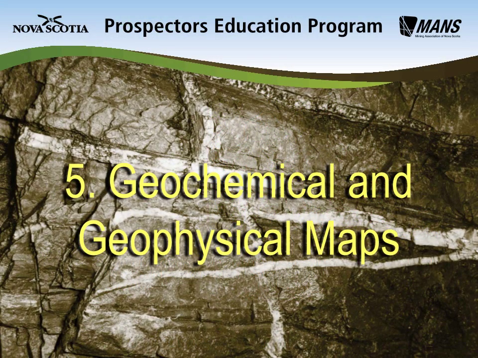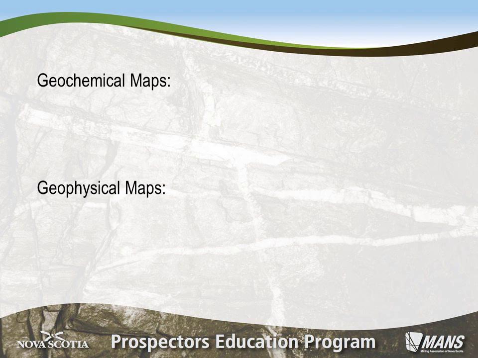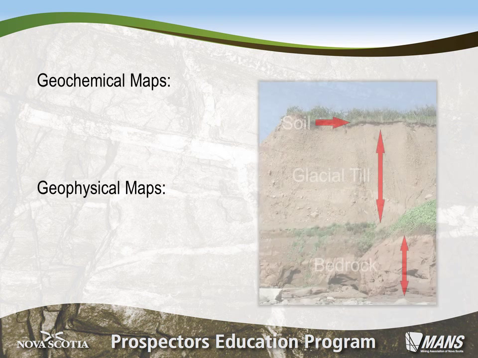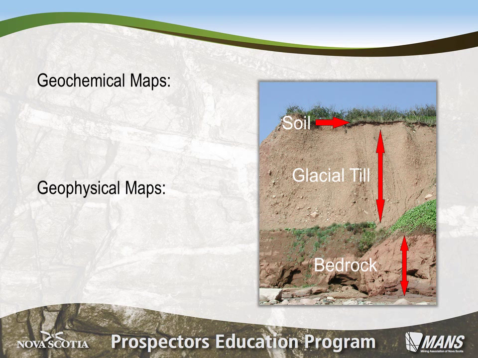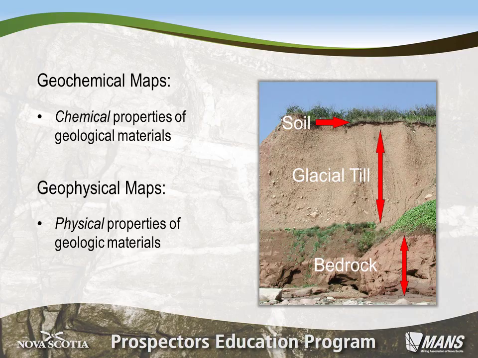You might come across some geochemical or geophysical maps at some point, so this section provides a brief introduction to the information presented in these kinds of maps. Both geochemical and geophysical maps provide information we cannot readily see in geologic materials such as rock, glacial till, soil, and humus. Geochemical maps present information about the chemical properties of geologic materials, and geophysical maps present information about the physical properties of geologic materials.